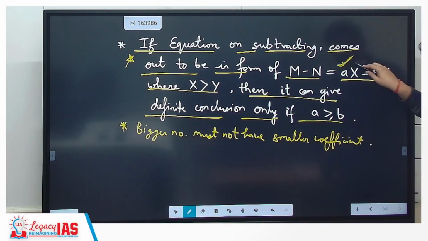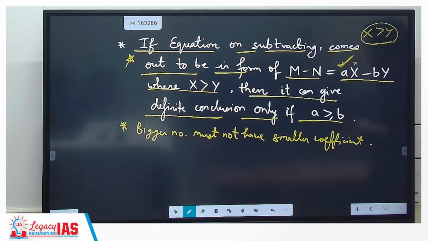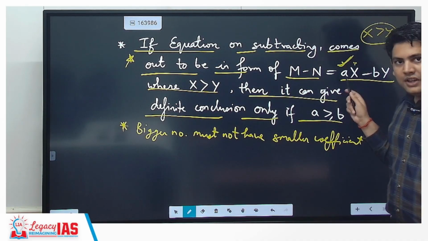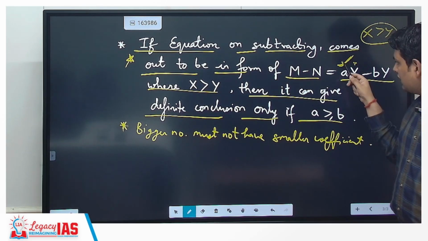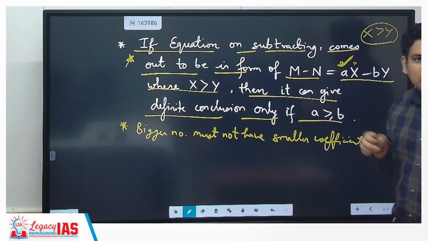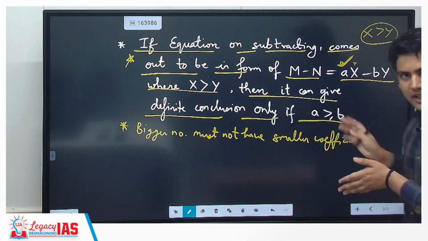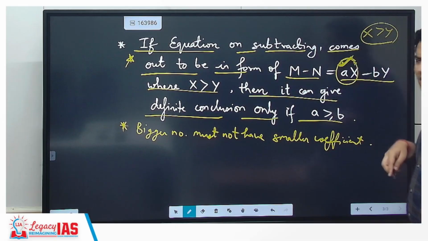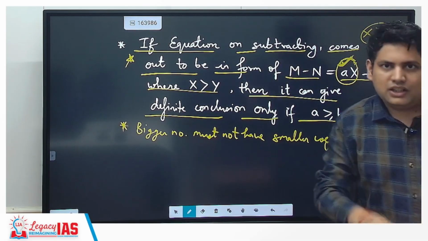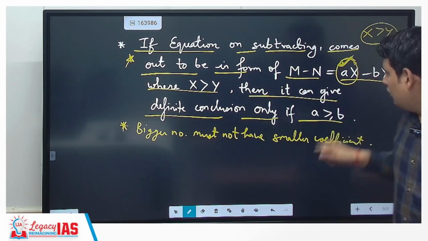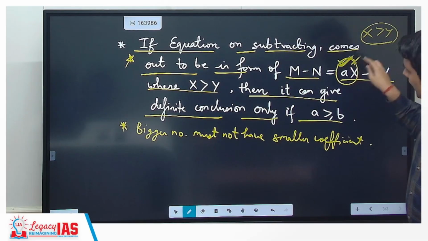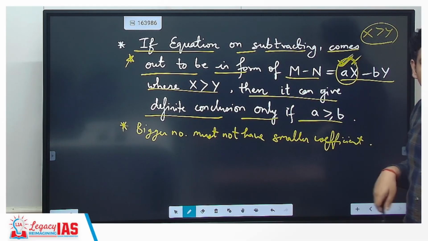Now see, here x is greater than y. Now, I multiply it with a. If a is also greater than b, then what am I doing? I am multiplying two bigger numbers with two smaller numbers and comparing them. So this one will always be bigger, and we can draw a definite conclusion. Understood? So x is greater than y, a is greater than b, then we can definitely derive a conclusion.